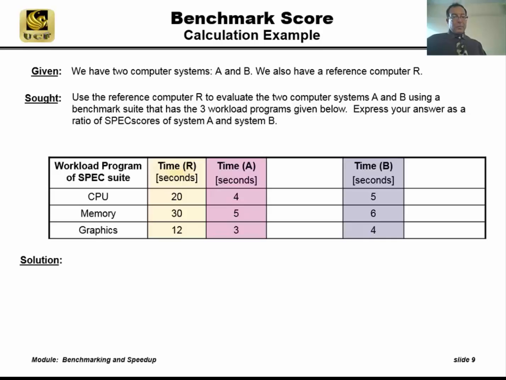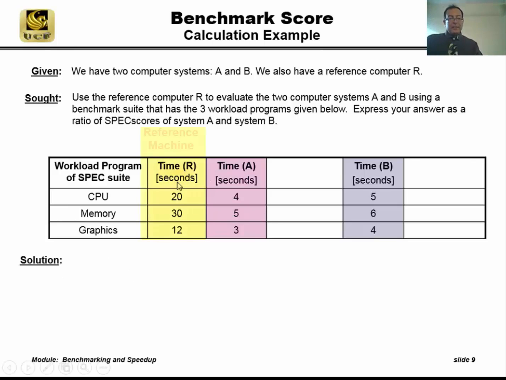So let's try an example. Here we have some measured data for a reference machine and 2 computer systems, and the scenario is you want to see which is better, system A or system B. Better is in the context of the user, the context of the customer, but here we're using some set of benchmarks and we're aggregating these and comparing them. So we have 3 workloads: CPU intensive, memory intensive, and graphics intensive. They can be anything. I'm just giving you 3. They're actually hypothetical, made up values here.